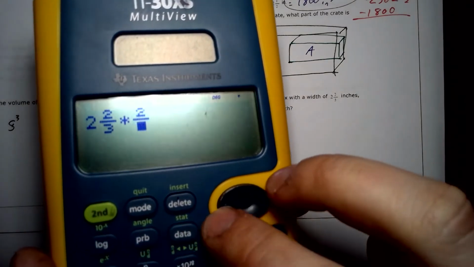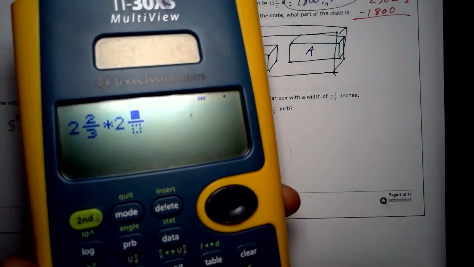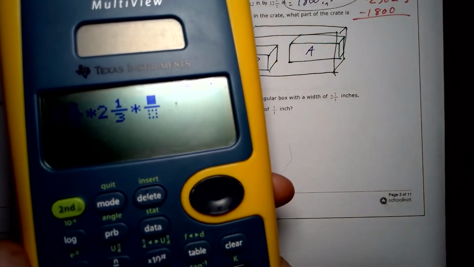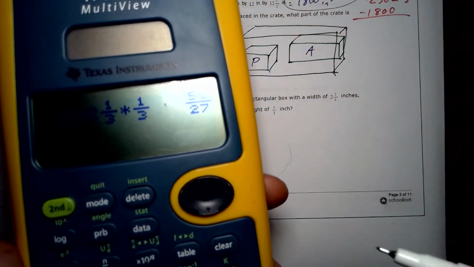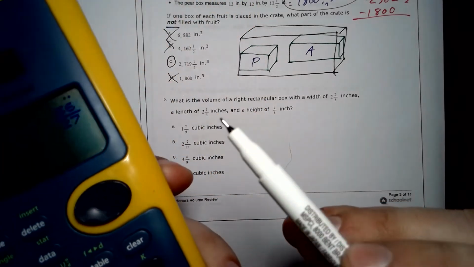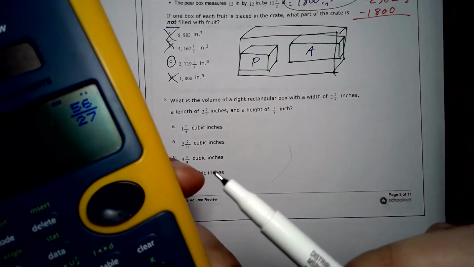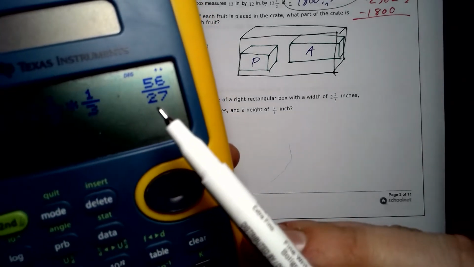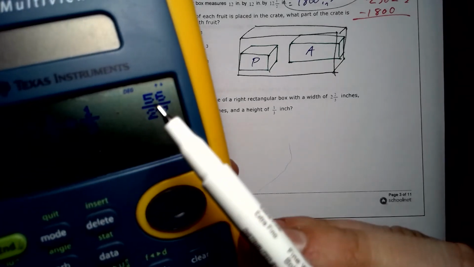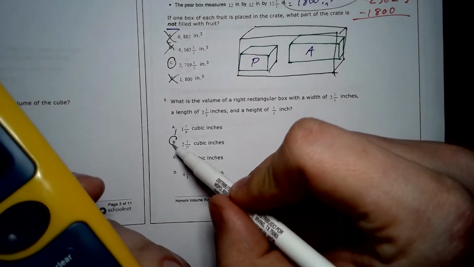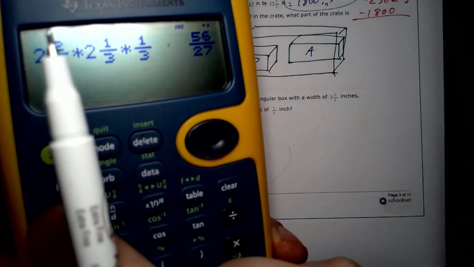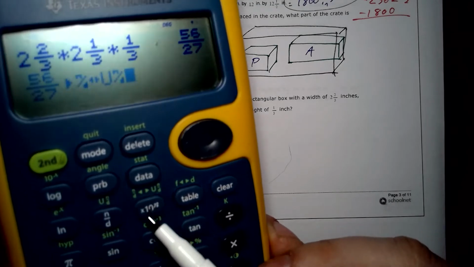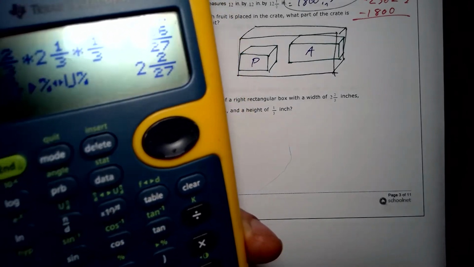So 2, I shouldn't have hit that number first. 2 1/3 times just 1/3. And that's going to give me 56/27. That's clearly not an answer choice. You could do a little bit of inferencing, and you could say that 27 will go into 56 2 times, and you can infer that the answer should be B. Otherwise, you can use the handy second and then mixed number conversion button to confirm that, yes, the answer was B.